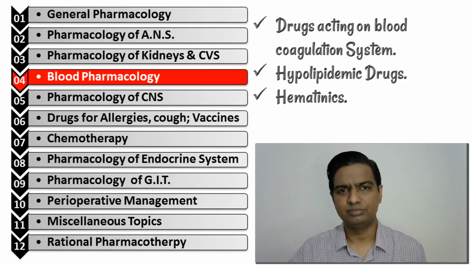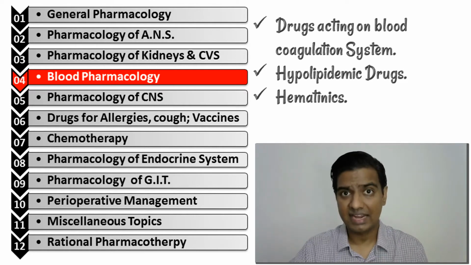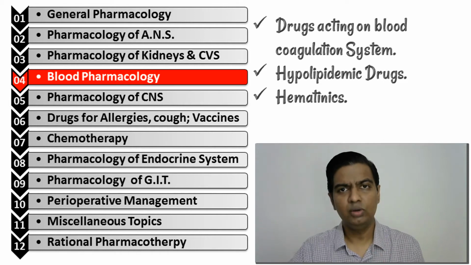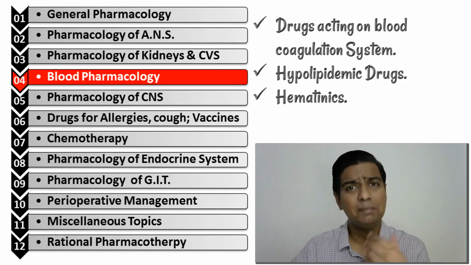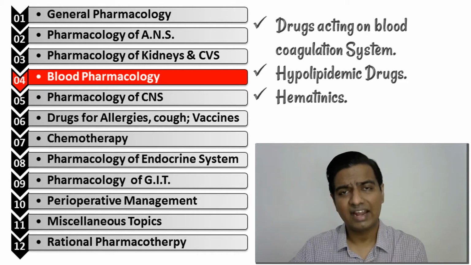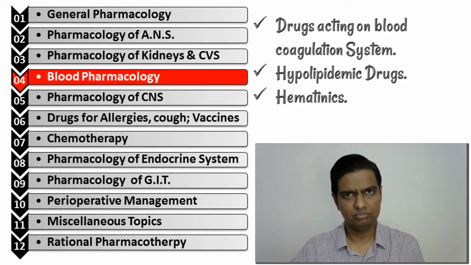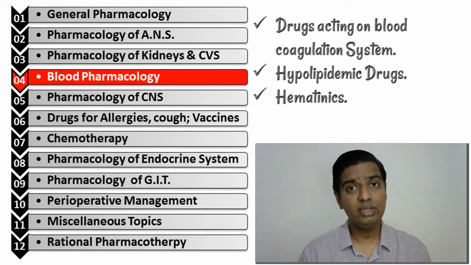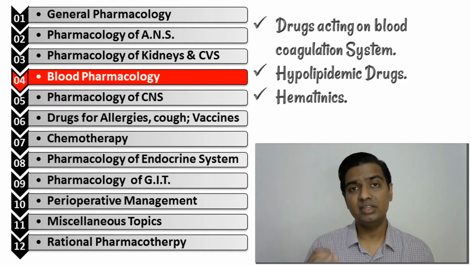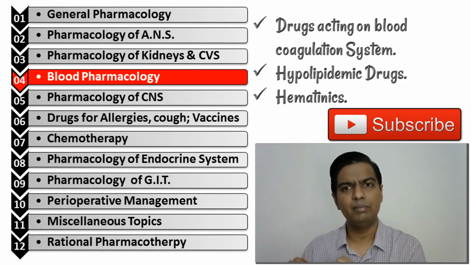The fourth section that you have to know is blood pharmacology. In this category, you are expected to know all the medications that act on the blood coagulation system. This will include antiplatelets, anti-clotting factors, pro-clotting factors, pro-platelet medications. So all of them would be included in this unit. You also need to know medicines that can lower the level of lipids and cholesterol. So you will have a separate chapter on hypolipidemic drugs.